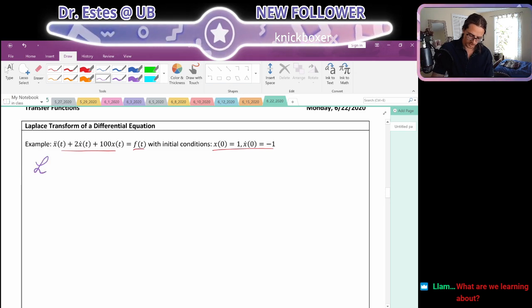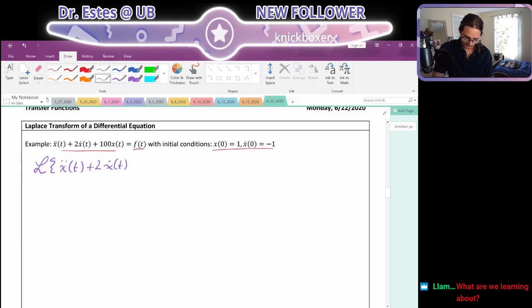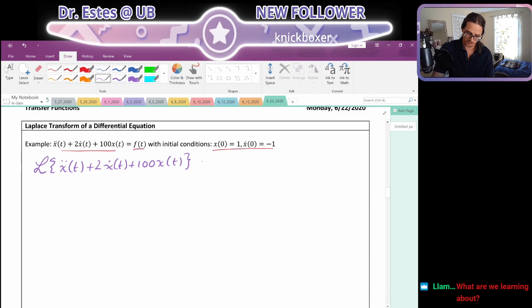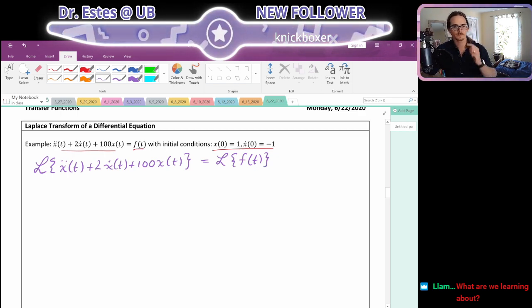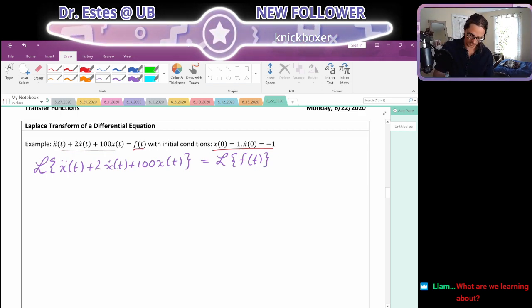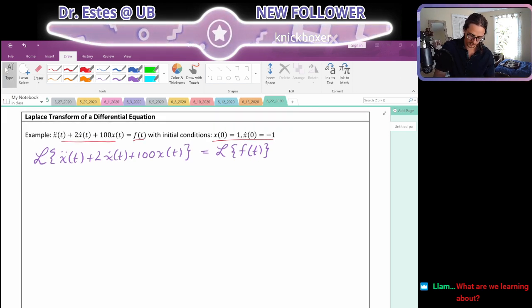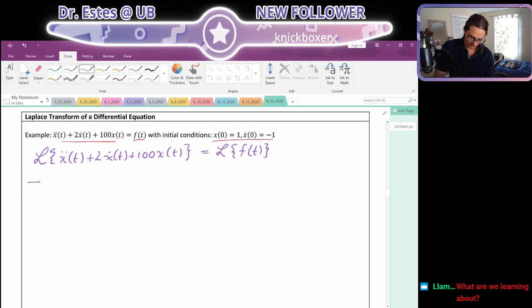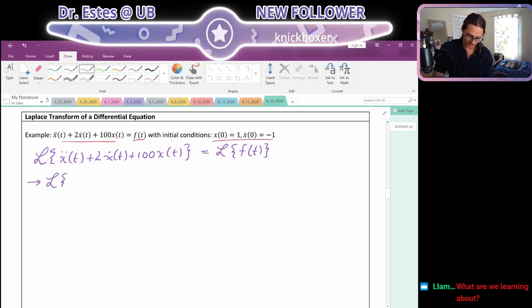Okay. So I'm going to take the Laplace transform of this. We're going to apply the Laplace transform to the left side, and, well, we have to take the Laplace transform of both sides. And we're going to break this up into a bunch of steps so you don't miss any of the juicy details.